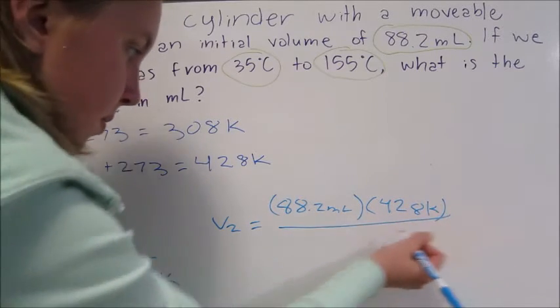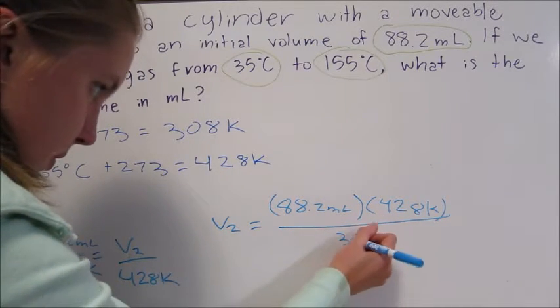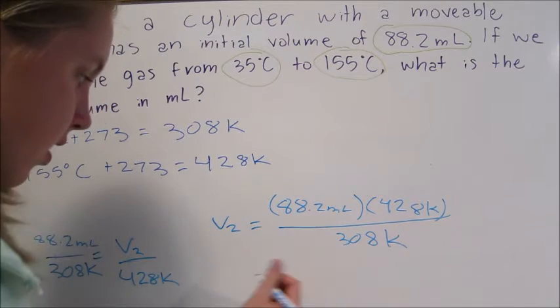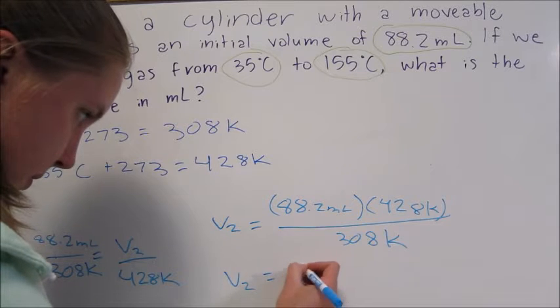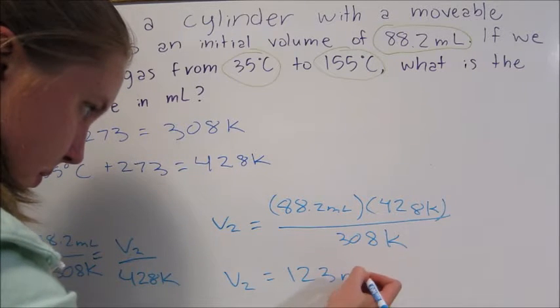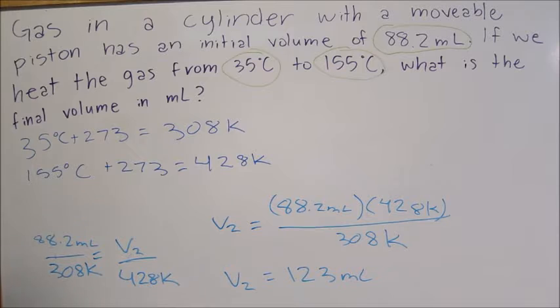Okay, so we'll just multiply across and then divide. And our volume comes out as 123 milliliters. And then an easy way to check your work is by looking at your initial and final volumes and temperatures. So as we can see, our temperature went up, so we need to double check that our volume also went up, and it went from 88 to 123, so it definitely went up, so it's a plausible solution.